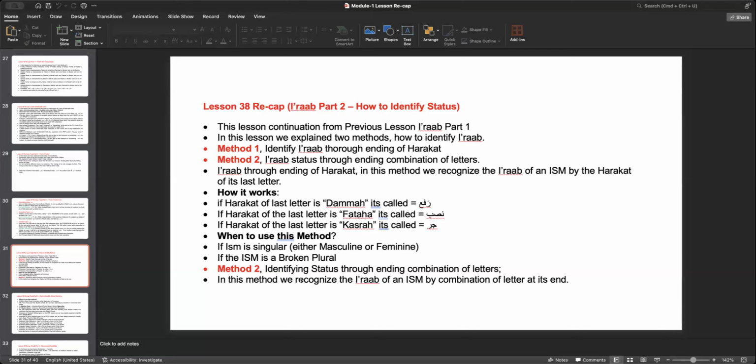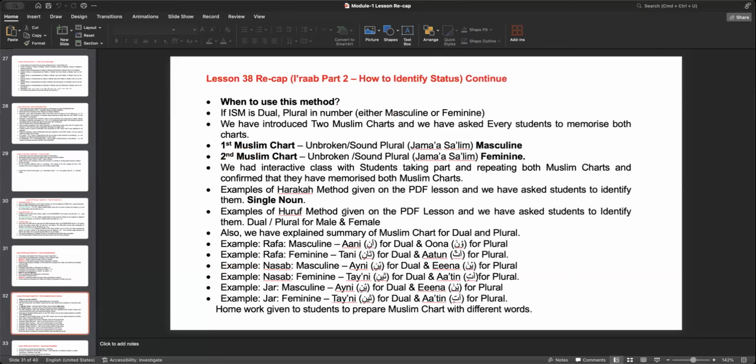Method 2, identifying status through the ending combination of letters. In this method, we recognize the Irab of an isim by the combination of letters at its end. When to use this method? If the isim is dual, or plural in number, either masculine or feminine. We have introduced two Muslim charts and we have asked every student to memorize both charts.